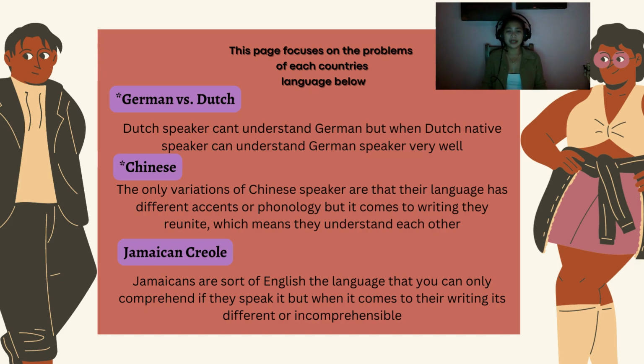A Dutch speaker can't understand German, but a Dutch native speaker can understand a German speaker very well. And for Chinese speakers, the only variations are that their language has different accents or phonology. But when it comes to writing, they reunite, which means they understand each other. In the Jamaican Creole problem, Jamaican is sort of English, a language that you can only comprehend if they speak it, but when it comes to writing, it's different or incomprehensible.